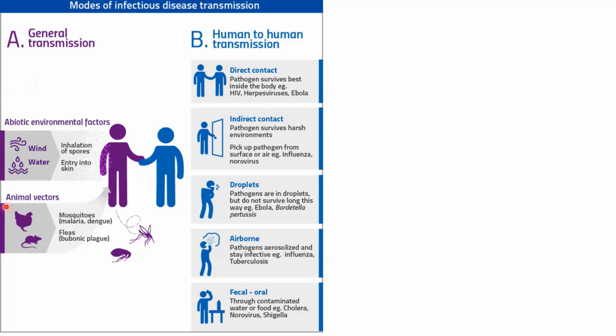The second mode of transmission is animal vectors. For example, there is bird flu in chickens, or mosquitoes that transmit diseases. Then there are some flies and fleas, the animal fleas, the pet fleas. They actually cause some diseases and act as vectors of the disease. Vectors means they carry the pathogen from one organism to another.